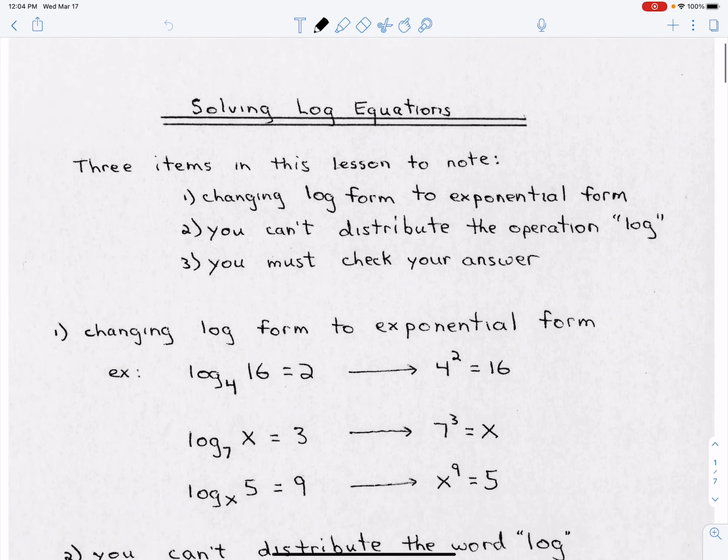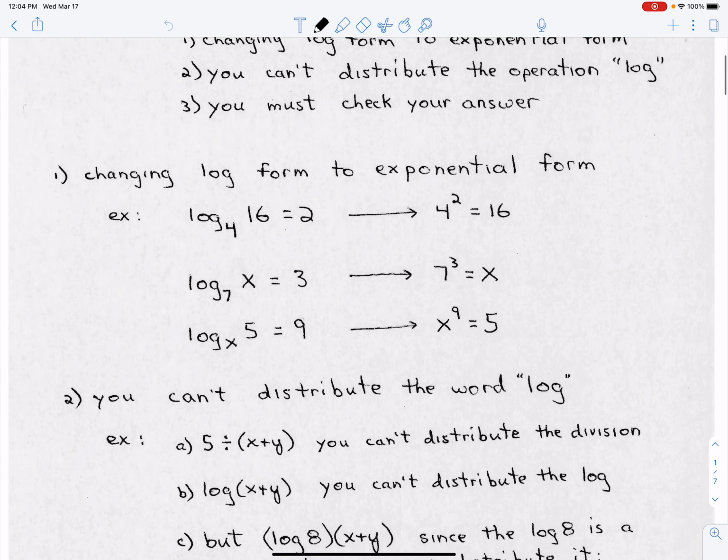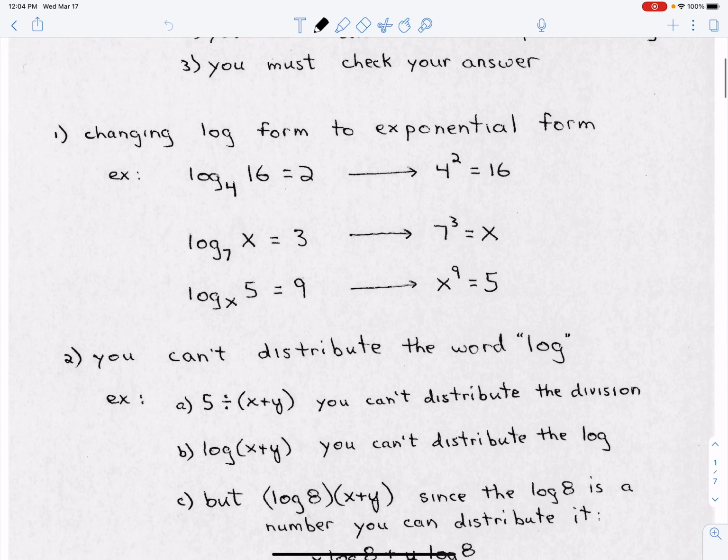All right, so first of all, you should be able to change from log form to exponential form. We've gone through that quite a bit. Remember, this is the base, this is the exponent, and it equals the other thing, whatever, the 16 in this case. So we get 4 squared equals 16. Okay, there are just some examples.